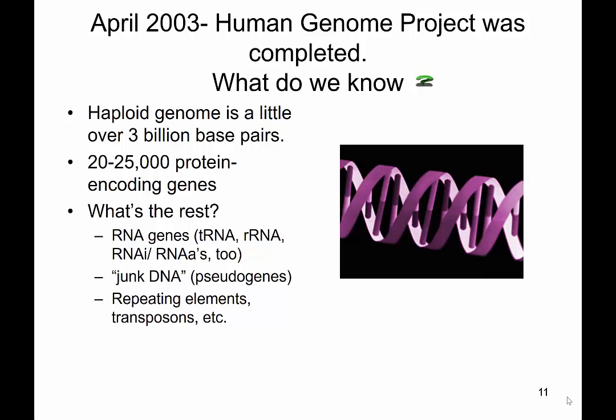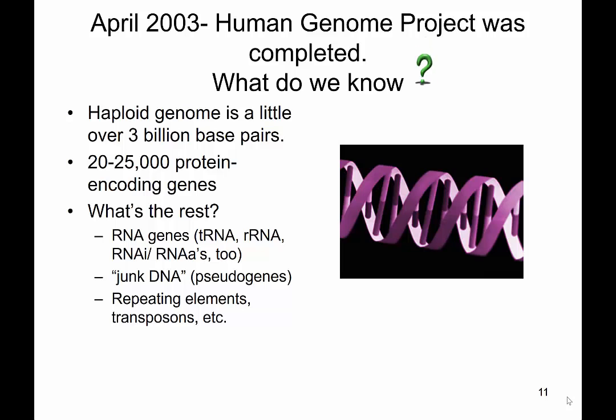So what did we learn from this? Your genome is a little over 3 billion base pairs, at least for your haploid genome, which is found in your gametes like oocytes and sperm. And from this, scientists figured out that there are about 20 to 25,000 encoding genes, genes that lead to proteins. And that means there's a lot of other DNA material that doesn't seem to code for anything.